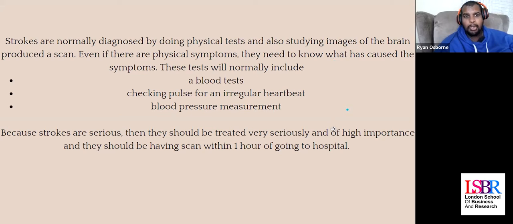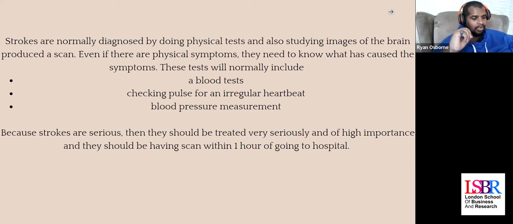And they're of high importance. So whenever someone's had a stroke, or there's a suspected stroke as well, they really need to be having a scan within 1 hour of going to the hospital itself. And like we said on the previous slide, education is key.